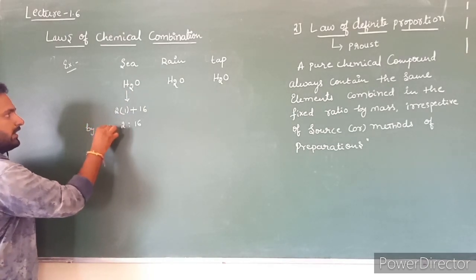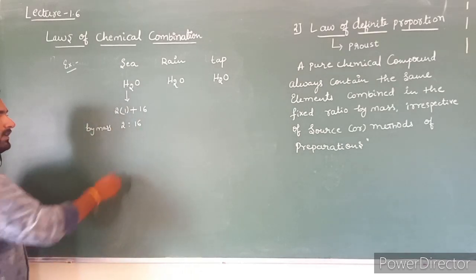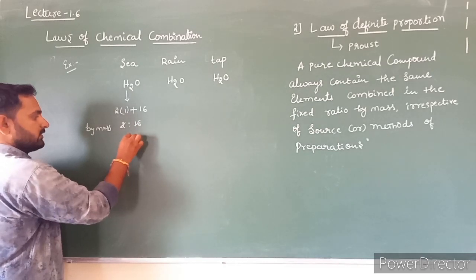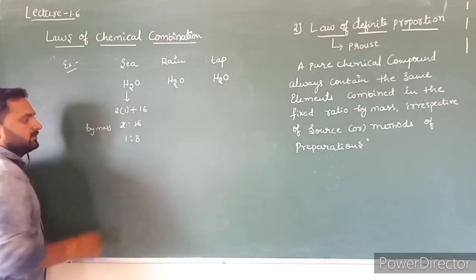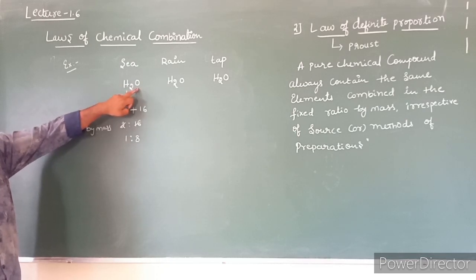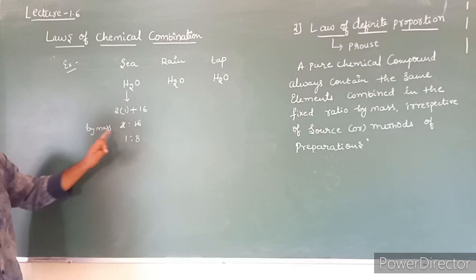The ratio of hydrogen and oxygen by mass is 2 is to 16. Now you simplify this ratio. 2 by 2, 16 by 2 is 8, which means the ratio is 1 is to 8. The ratio of hydrogen and oxygen in sea water is 1 is to 8 by mass.